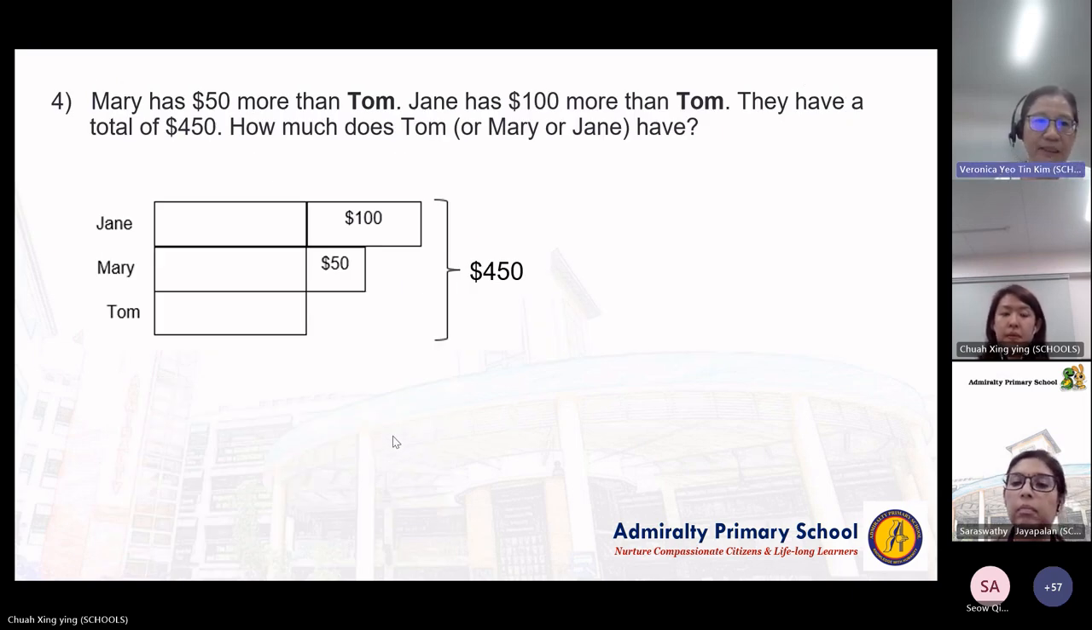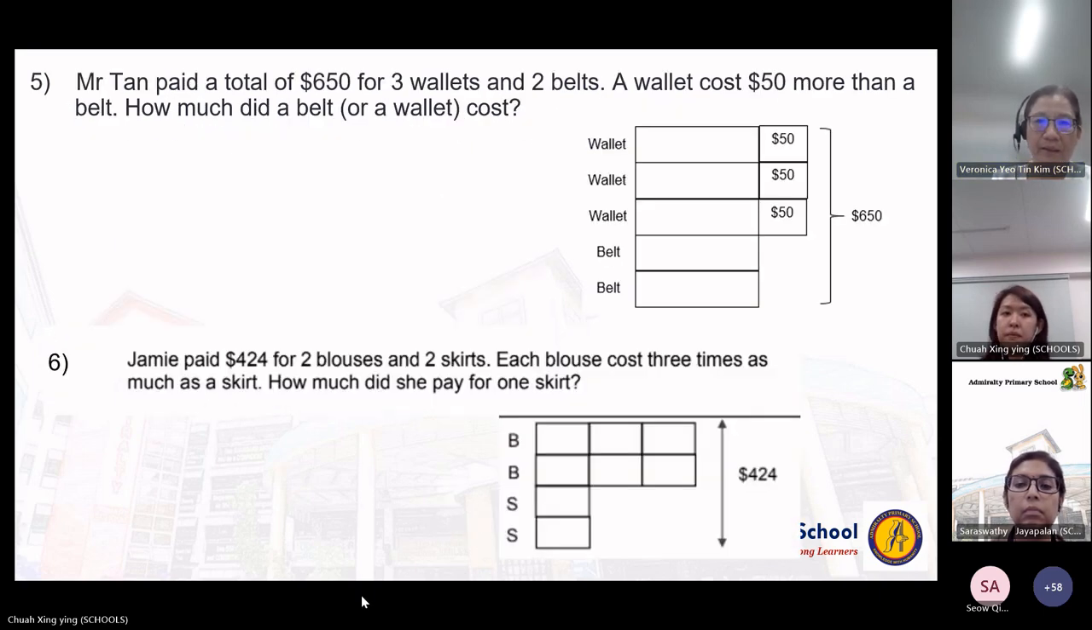This is another different stacking model here where the comparison is to a different person. We are looking at Mary, $50 more than Tom, but Jane has $100 more than Tom. So again, the way we draw the model is different. This is again a stacking model for you to see different examples.